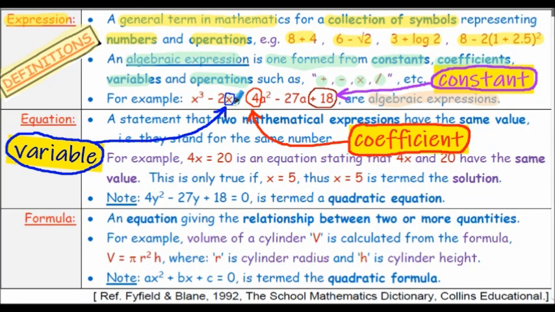Just note for reference, x here is the variable, 4 here is termed the coefficient, the 18 here is termed the constant.